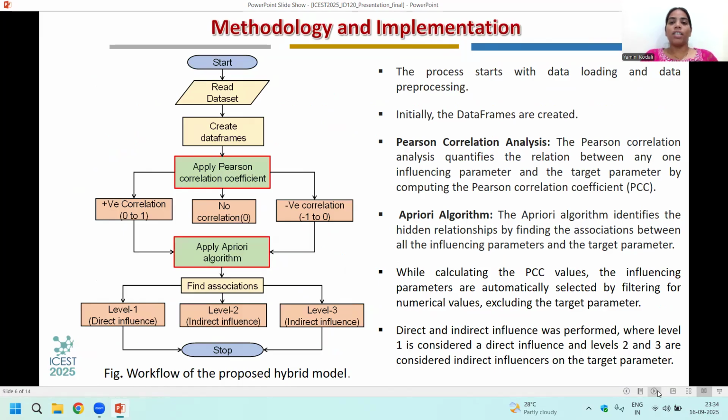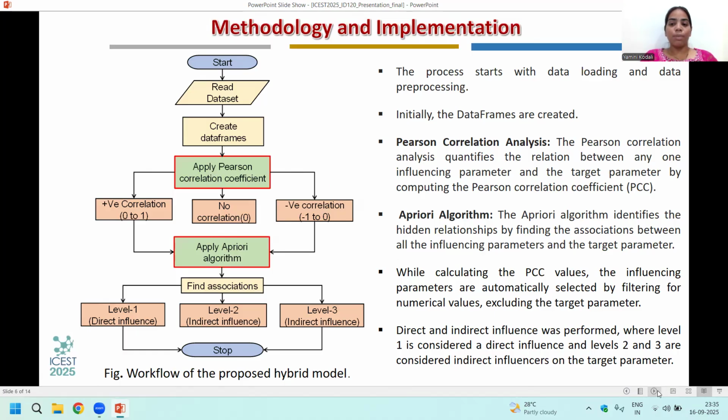Coming to the methodology, the process starts with data loading and data pre-processing. Initially, the data frames are created. In this proposed solution, we first have the Pearson correlation analysis, which quantifies the relationship between any influencing parameter and the target parameter by computing the Pearson correlation coefficient value. When it comes to association rule mining, the Apriori algorithm identifies hidden relationships by finding the association between all influencing parameters as well as the target parameter.